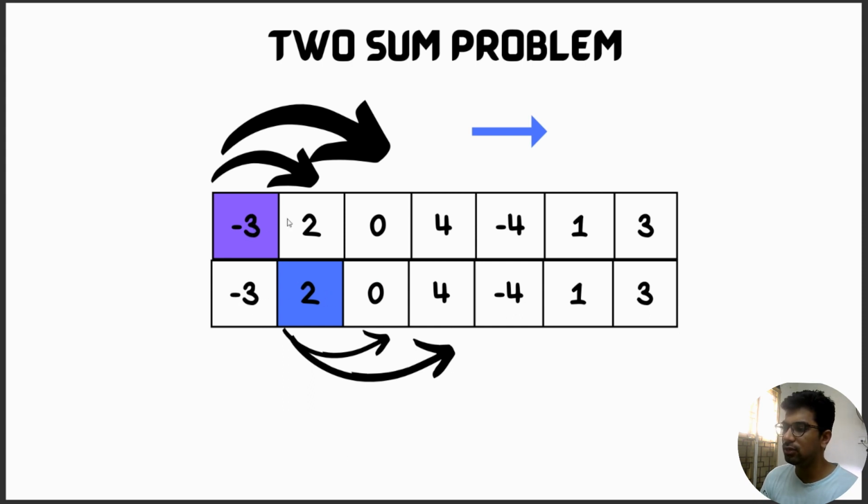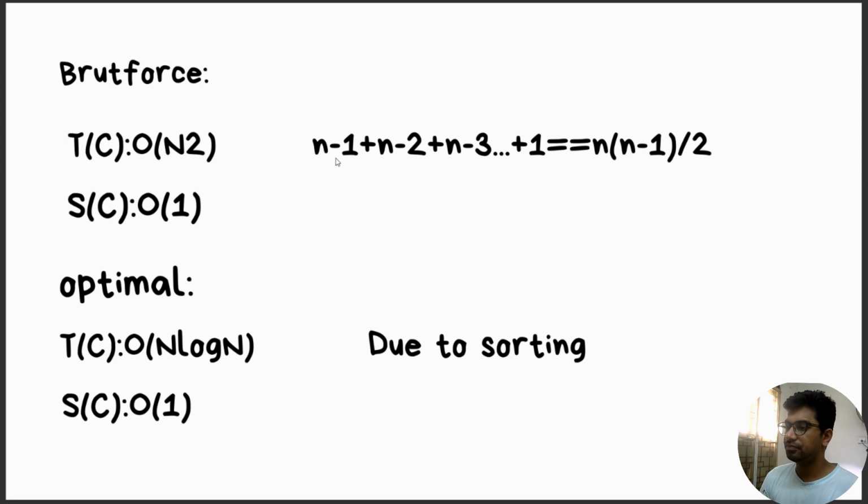Because minus 3 and 2 is already included in this first iteration, then there is no question to go back. When our first number is 2, then we are not going to sum this, because it is already included in the previous iteration. So first we go through n minus 1 iterations, summing n minus 1 times, then summing n minus 2 times, then n minus 3 times, and so on.